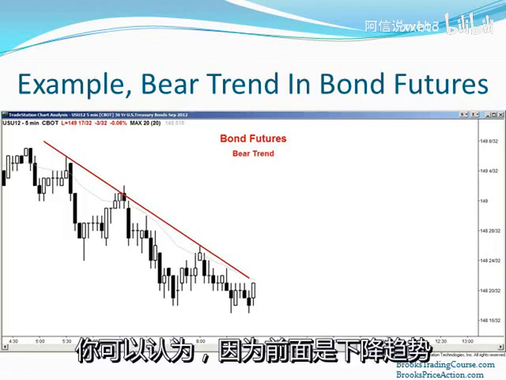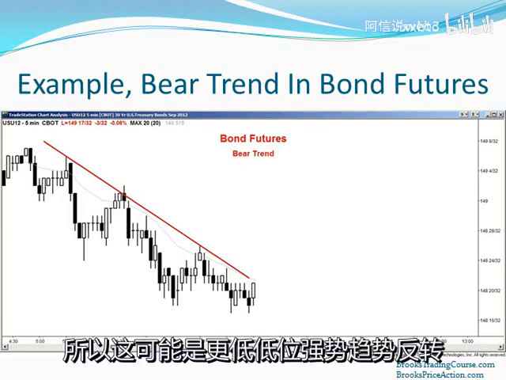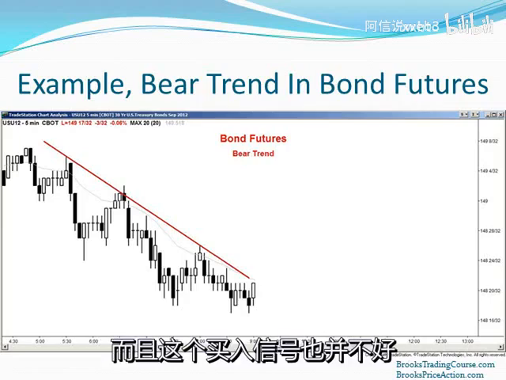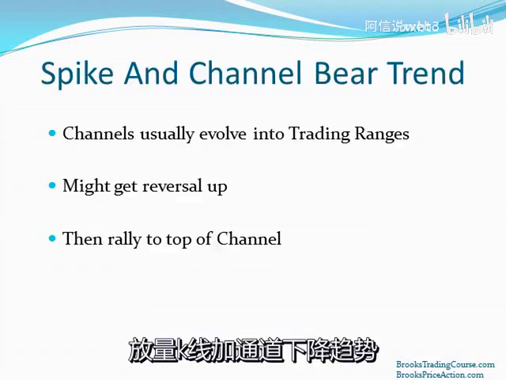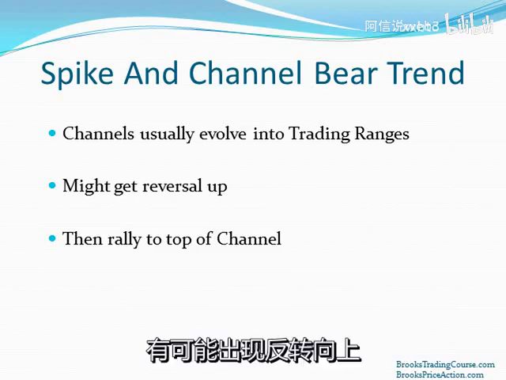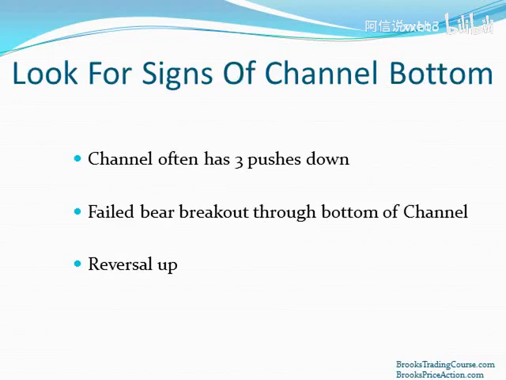You could argue that we have a bear trend here and a trend line break and a lower low major trend reversal. I don't think that's very much buying pressure, and this is not a good looking signal bar, so I personally would not take that buy. Alright, so spike in channel, bear trend. Channels usually evolve into trading ranges, and you might get a reversal up, and the rally may go all the way to the top of the channel.